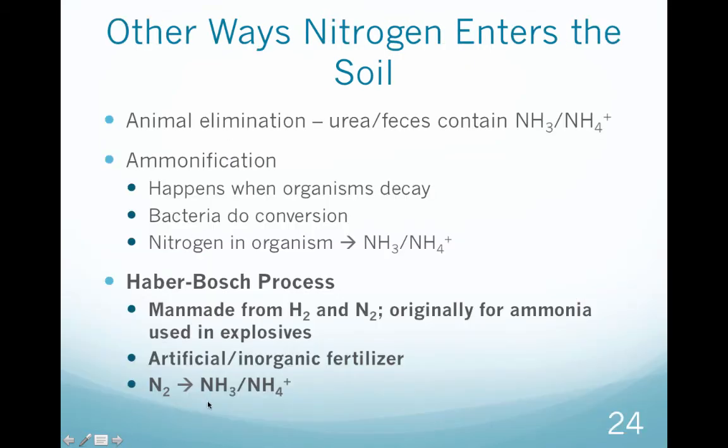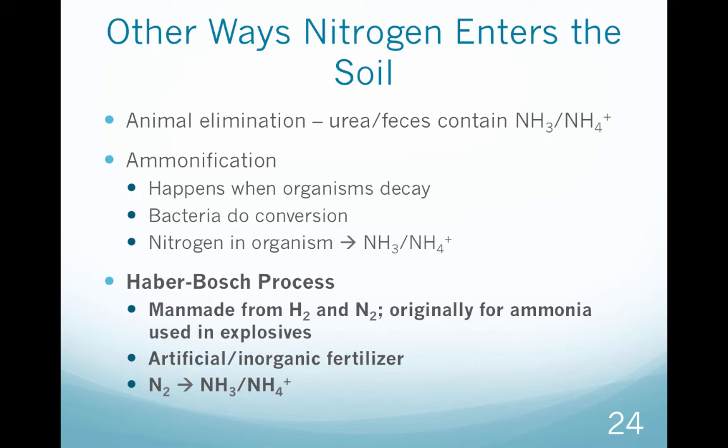All right, other ways nitrogen enters the soil. This will not be on the quiz that you are going to take after watching this or listening to it, but you can expect to see this on a unit test. You've got animal elimination. Urea and feces, which is pee-pee and poo-poo, contain ammonia and ammonium. There's also something called ammonification, and that's what happens when organisms decay. They convert nitrogen in the organism's body to ammonia and ammonium again.